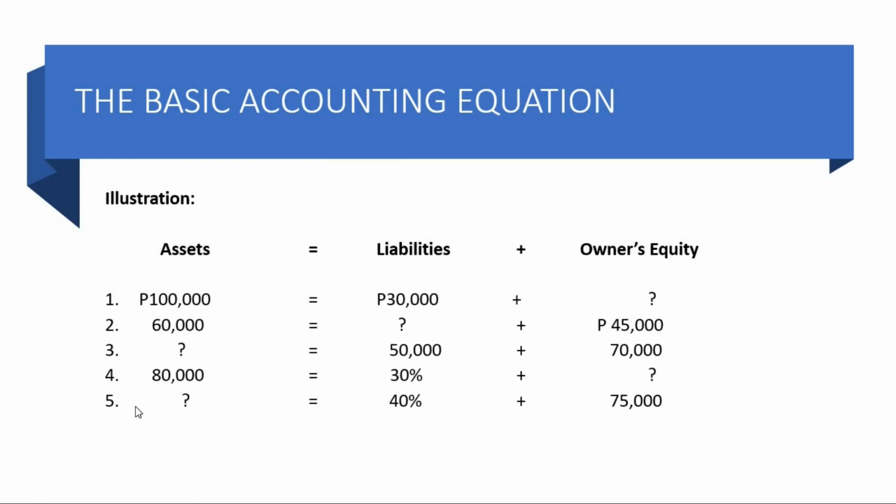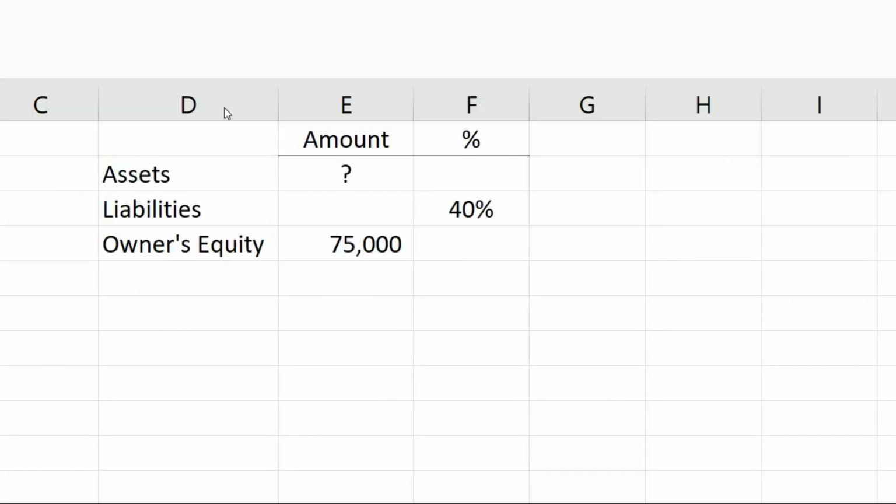For number 5, how do we compute the total assets here? The given data are liabilities of 40% and owner's equity of 75,000. Okay, so how do we compute? Let's see. This is the given data. Our assets are not given. That is the missing one. For our liabilities, only the percentage was given. It says 40%. For our owner's equity, we have an amount. That's 75,000.